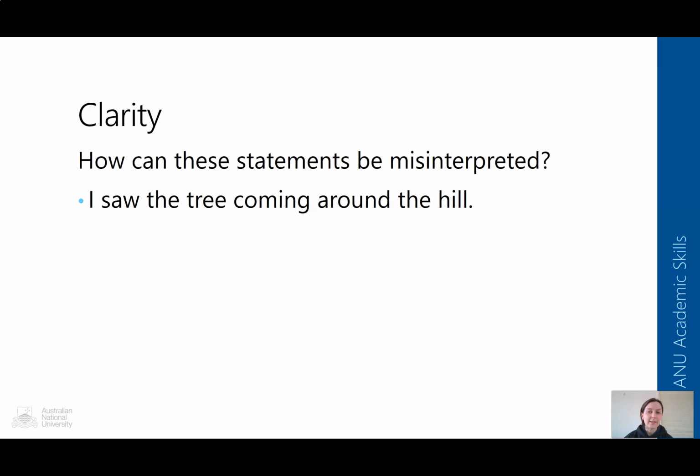So if you look at this sentence, just to take a simple example, I saw the tree coming around the hill. That could mean that you were moving around the hill, and you would assume that your reader would understand that. But there is potential for misinterpretation. It could mean that the tree itself was actually walking around the hill. And that's somewhat confusing. In this case, it's kind of funny. But in an essay, you want to make sure that the sentences that you write avoid such misinterpretation.